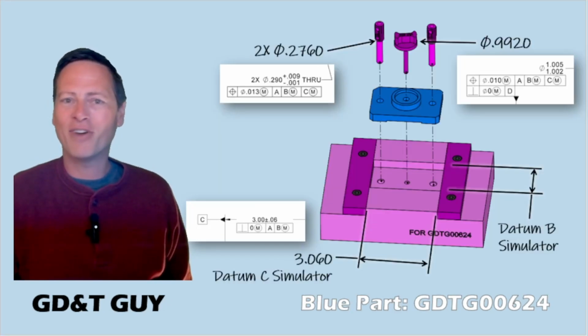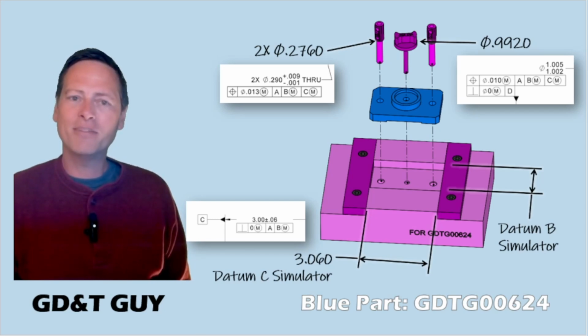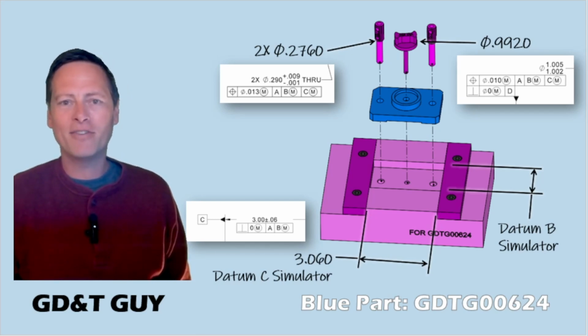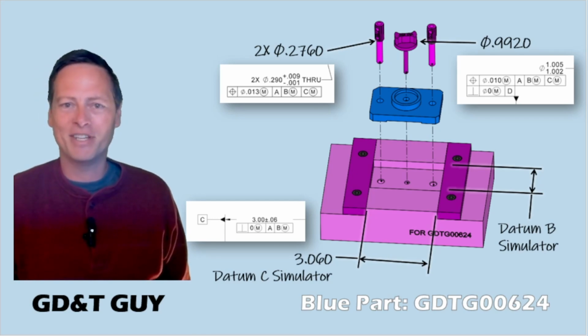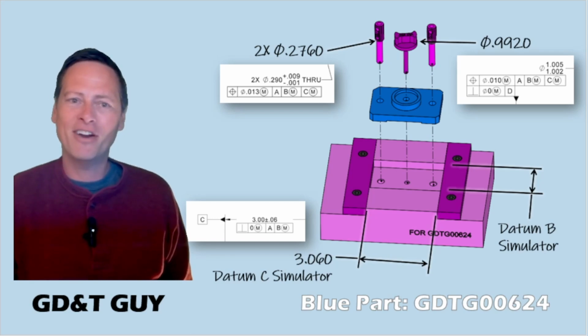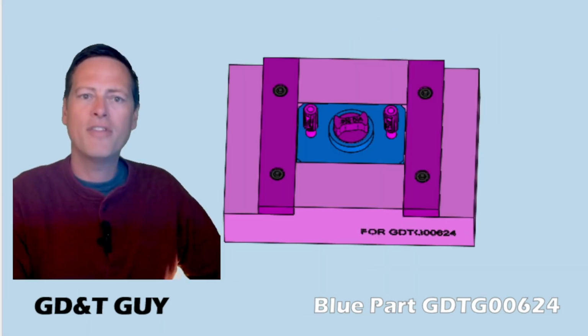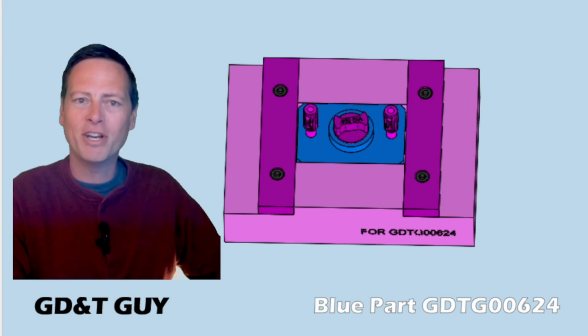But one of the many great things about circle M is that the datum simulators are very easy to imagine. And so datum C is simulated by the inside faces of these fixed dark purple blocks, which are perfectly square with everything else, of course, and exactly 3.060 apart, which we know is our maximum material boundary by adding the MMC of 3.060 and the perpendicularity tolerance, 0. And the nominal geometry part looks pretty good in here.